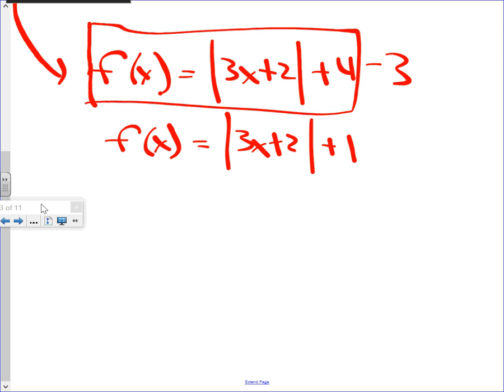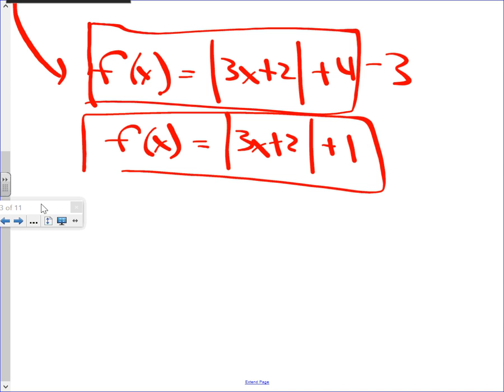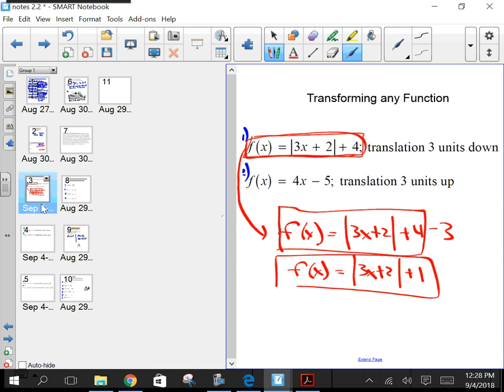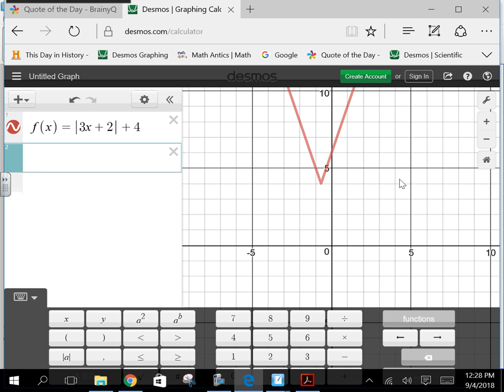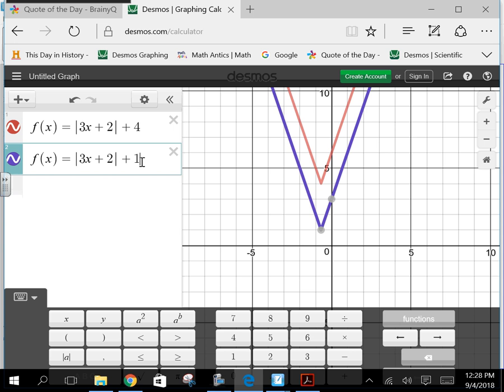Some of you are doubting me. I can see Medina, she's doubting me that this is actually 3 units down. Look what I'm going to do. I'm going to punch this equation in my Desmos, and you're going to see the original function going down 3 units. Check this out. Let me copy and paste. Paste, but I'm going to put a plus 1 instead of a plus 4. Look what we got, ladies and gents. Look at the purple. The purple function is a translation downward 3 units of the original red one. We started off with the red, we ended with the purple. You can actually see it right in front of your face. Translation 3 units down. Let's do number 2.